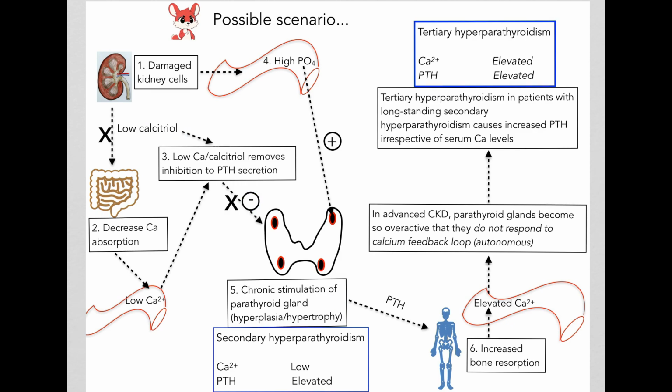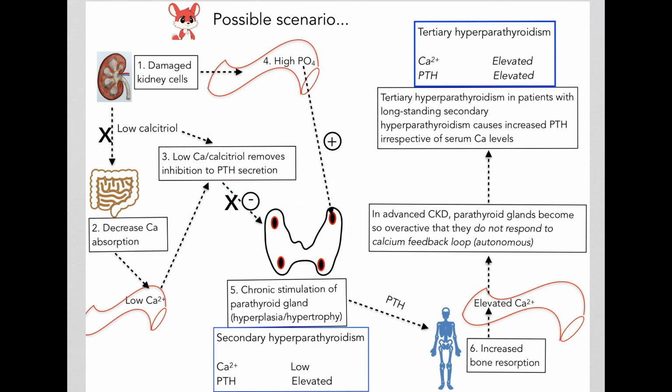And then we have the inability of the kidneys to excrete phosphate. So there's going to be high concentration of phosphate in the serum. Phosphate is a stimulator of PTH secretion. So the high phosphate, or hyperphosphatemia, is going to stimulate PTH secretion. So this low calcitriol as well as high phosphate is going to cause increased PTH secretion by the parathyroid glands.